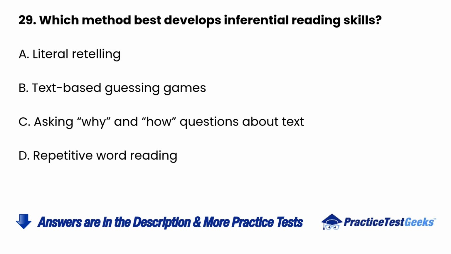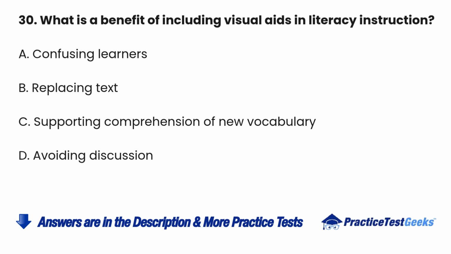29. Which method best develops inferential reading skills? A. Literal retelling. B. Text-based guessing games. C. Asking why and how questions about text. D. Repetitive word reading.